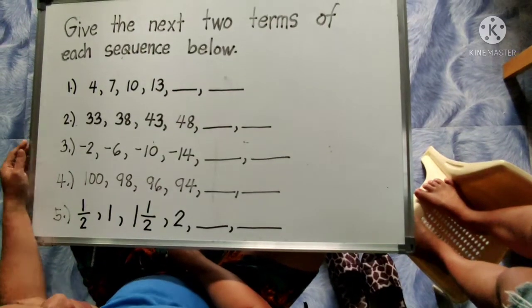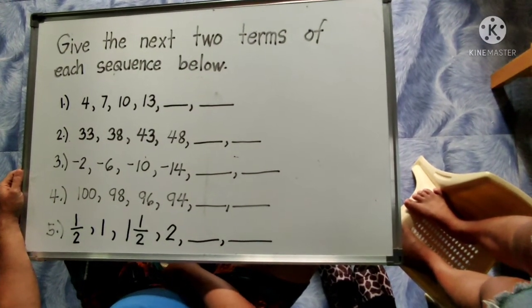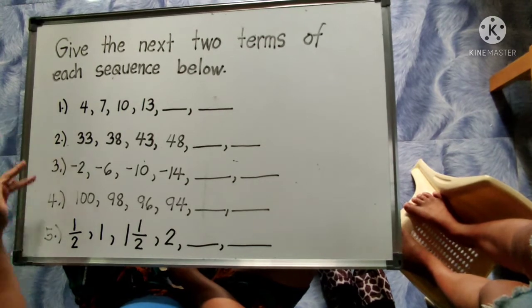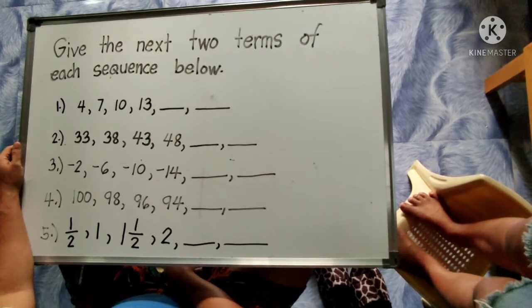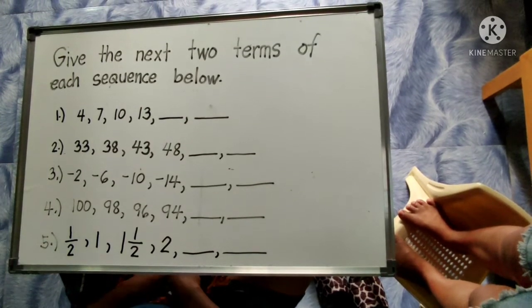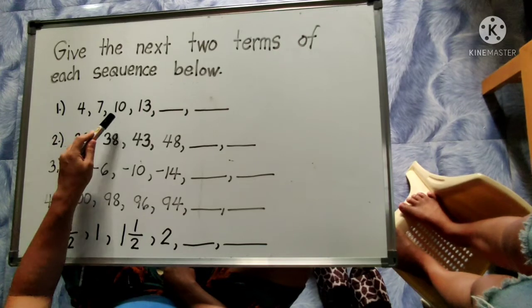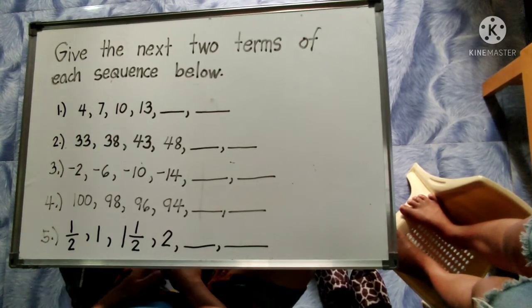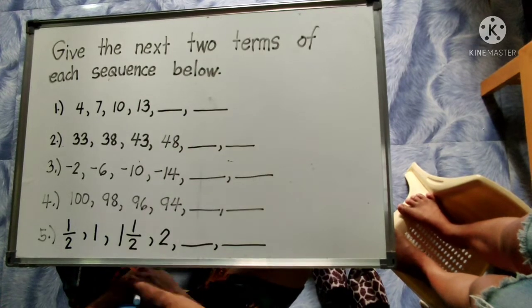Now let's have these examples first. Give the next two terms of each sequence below. I have here 5 sequences and we're going to provide the next two terms of each sequence. Let's start with number 1. The given is 4, 7, 10, 13. So what will be the next two terms?